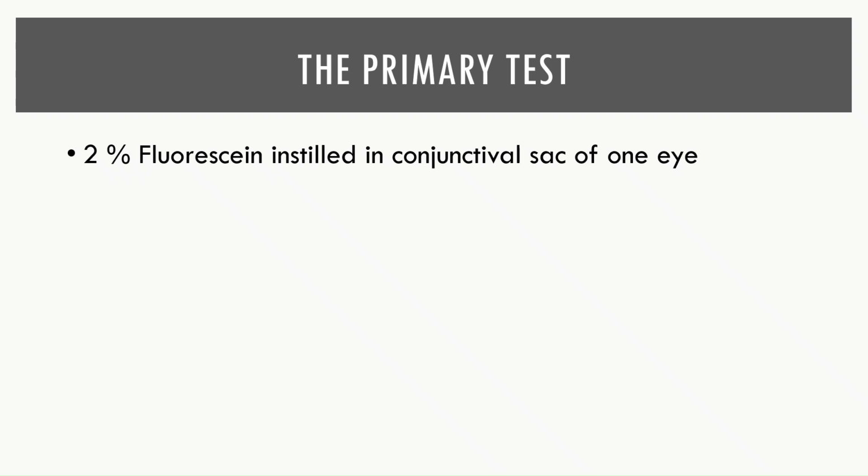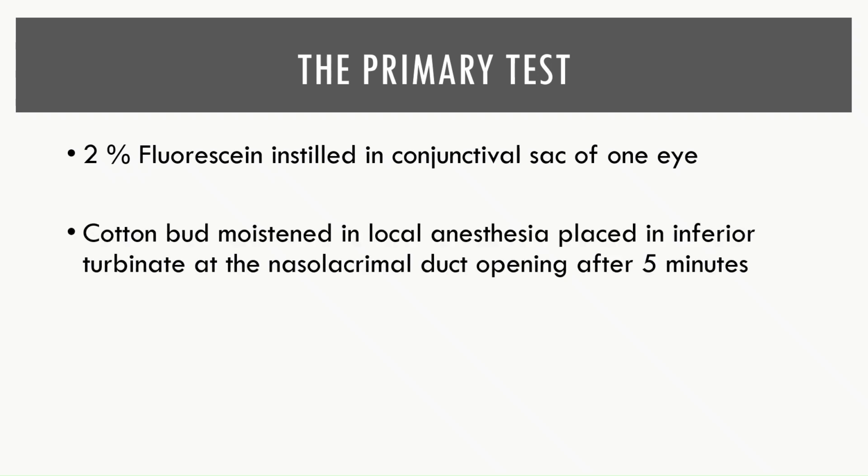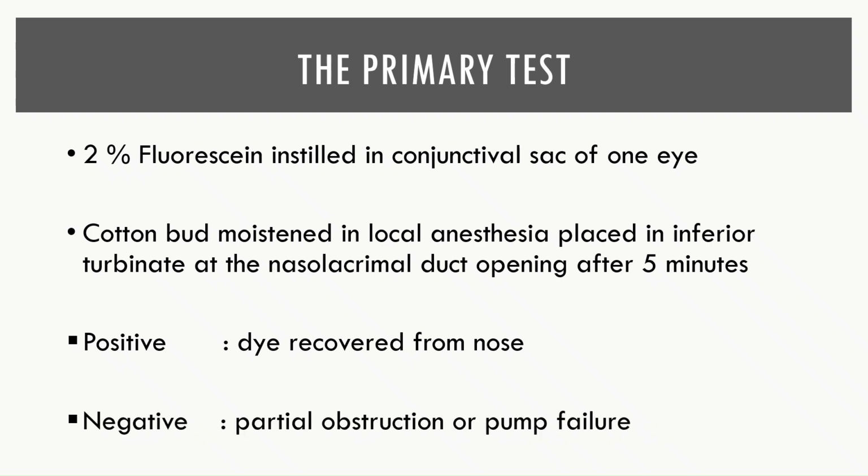In the primary test, 2% fluorescein is instilled in the conjunctival sac of one eye. A cotton bud moistened in local anesthetic is placed in the inferior meatus at the nasolacrimal duct opening after 5 minutes. Recovery of dye indicates patency and is considered a positive test. Absence of dye suggests partial obstruction or lacrimal pump failure, which indicates a negative test.